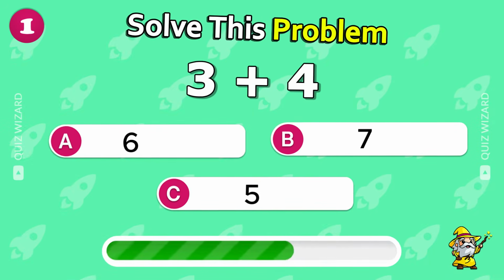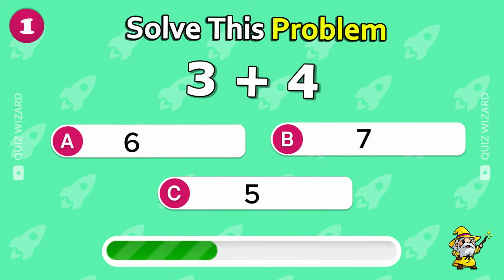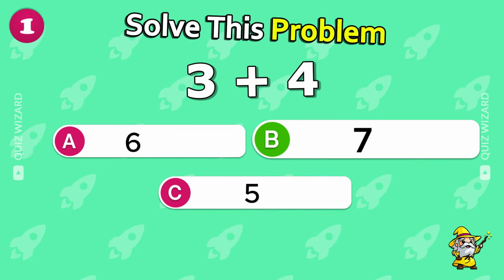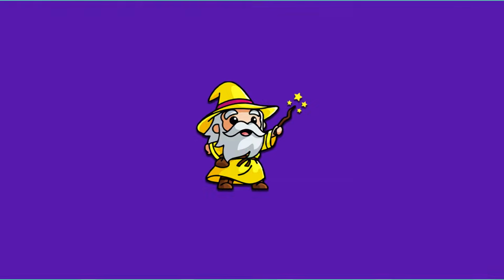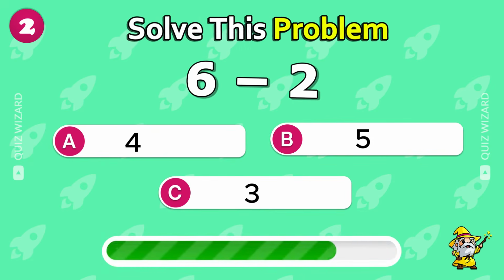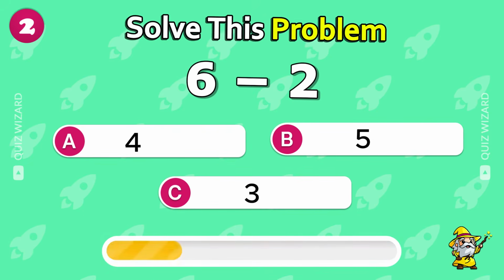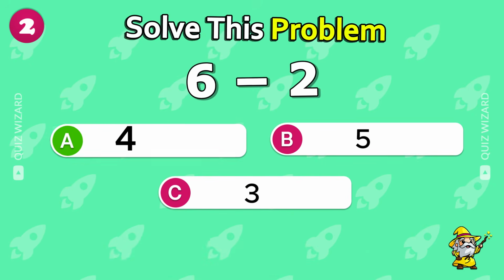What is 3 plus 4? 6, 7, 5. Correct is 7. How much is 6 minus 2? 4, 5, 3. Correct is 4.